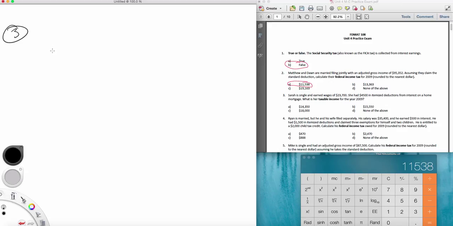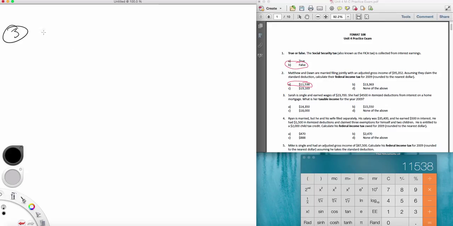Sarah is single and earning wages of $23,700. She has $4,500 in itemized deductions from interest on a home mortgage. What is her taxable income for 2009? So first off, we need to see if the itemized deductions are lower or higher than the standard deduction. So looking at the chart, we'll find out that the standard deduction is $5,700. So therefore, it would be a better deal for her to take the standard deduction. So we'll go ahead and assume that.